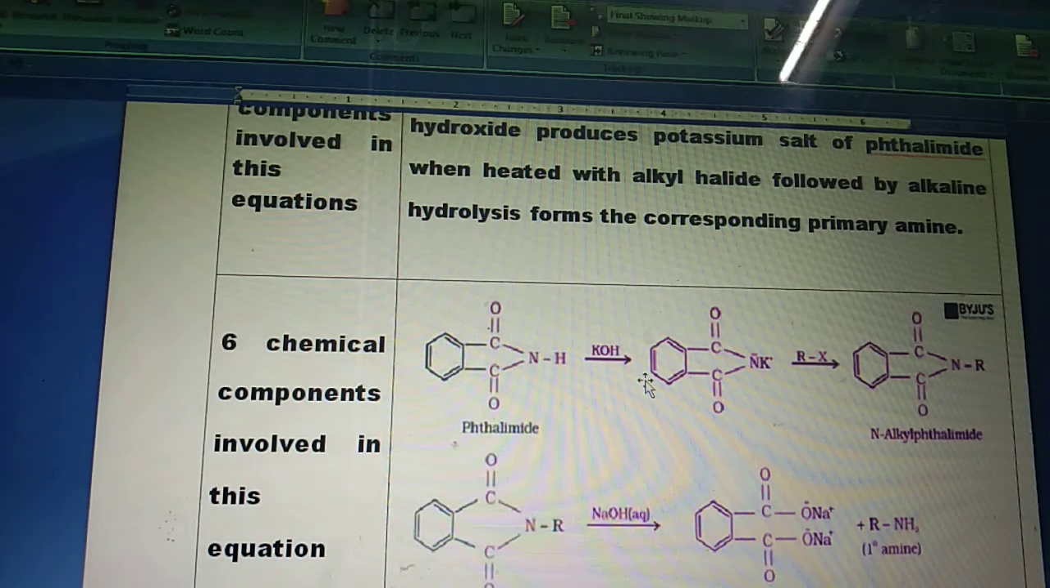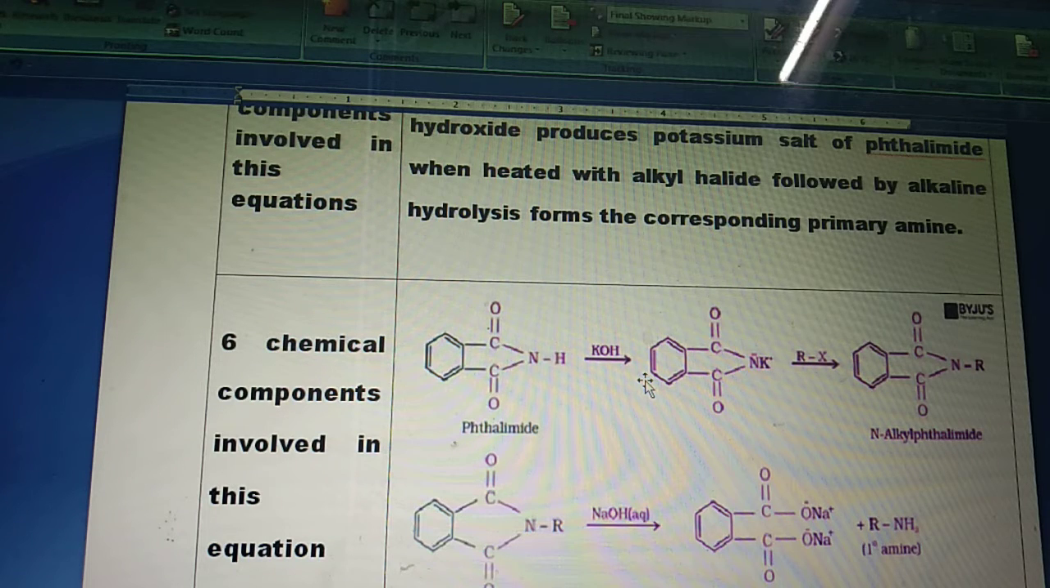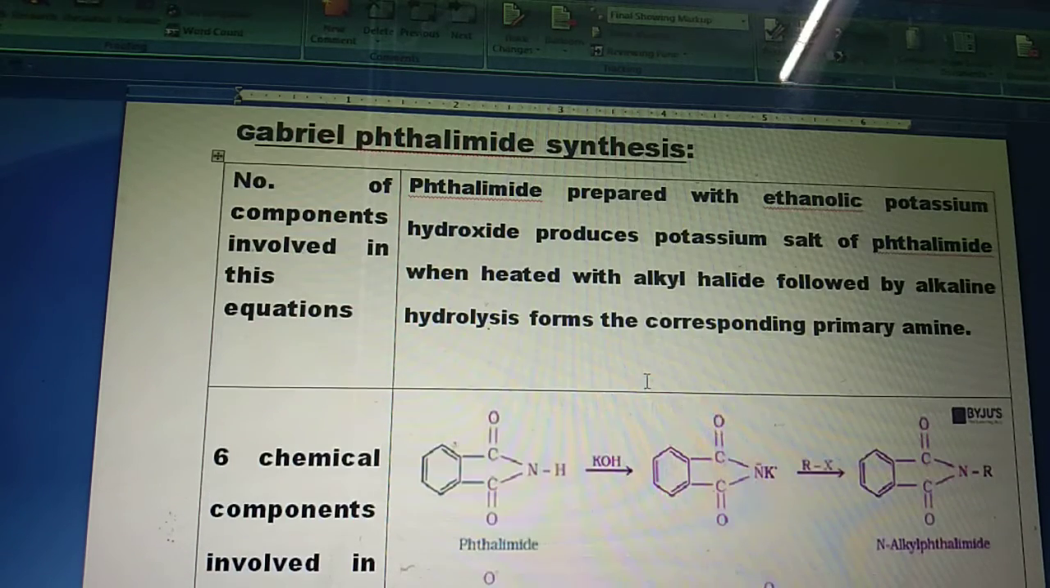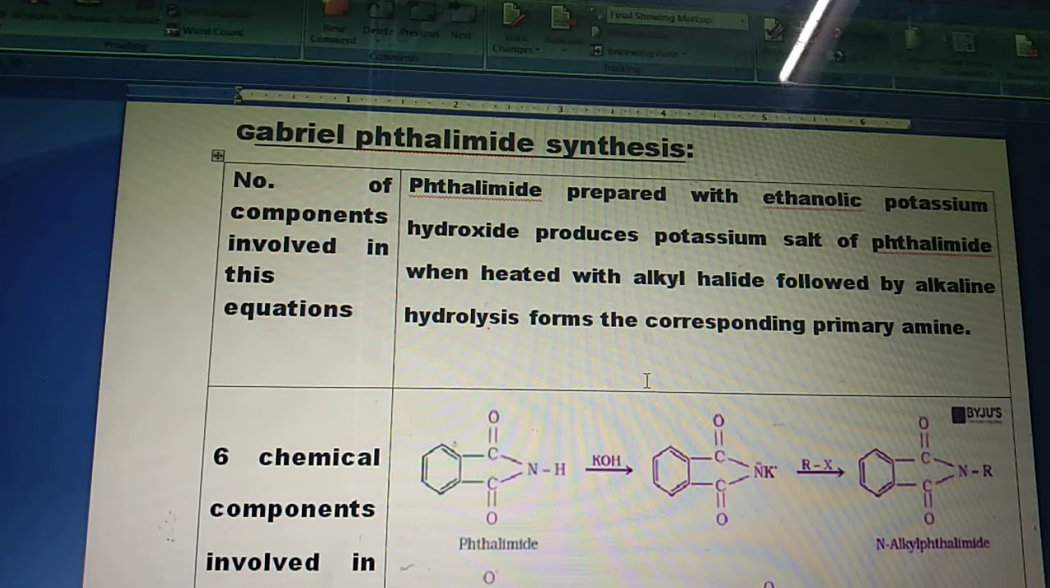Each component you have to study separately, store it in your subconscious mind, and see it 2-3 times. Read this: step 1 contains the explanation in the chemical equation, phthalimide treated with ethanolic potassium hydroxide. Just read it and store it. And step 2 contains the equation. In the equation you have 6 components. You should keep it in the subconscious mind and record it.